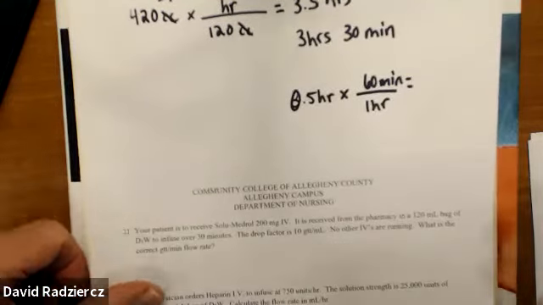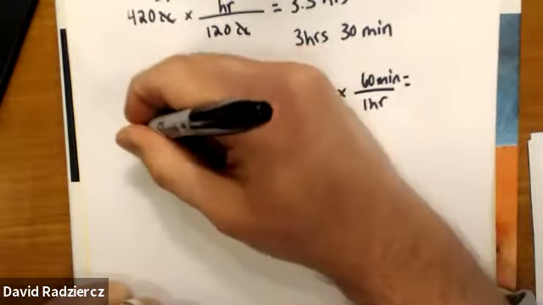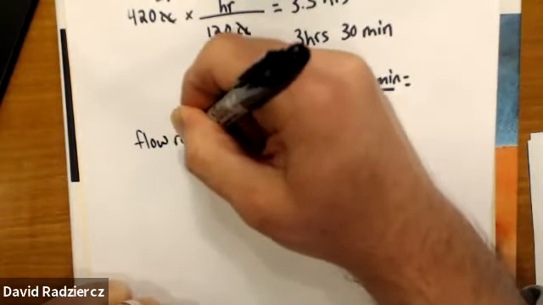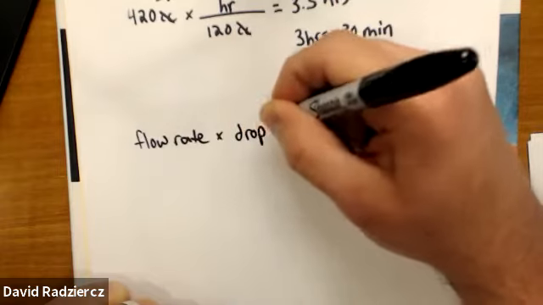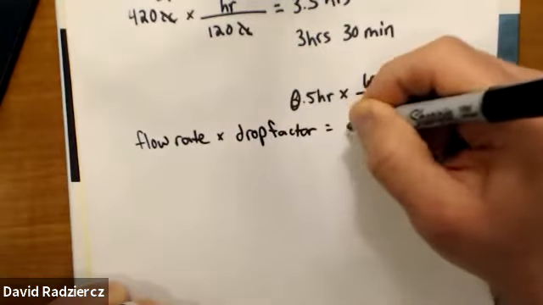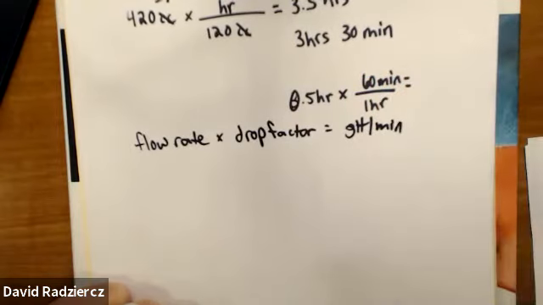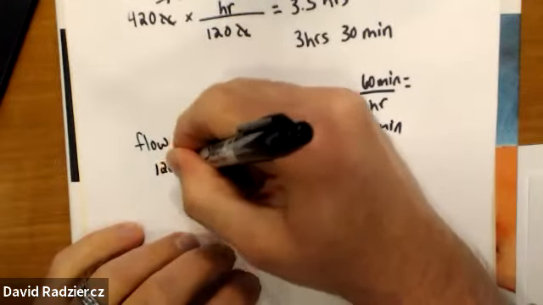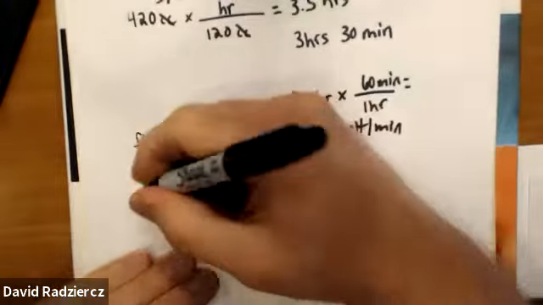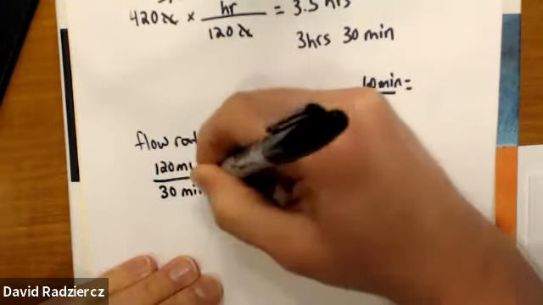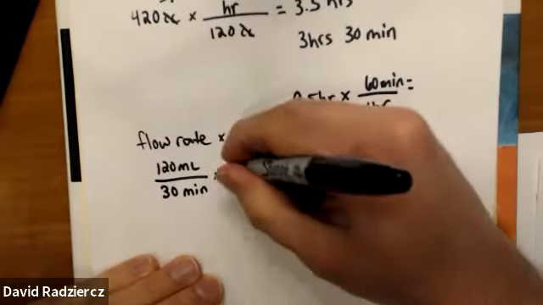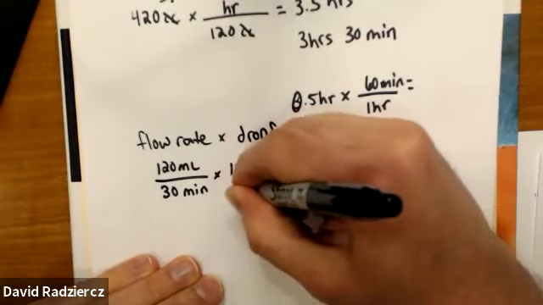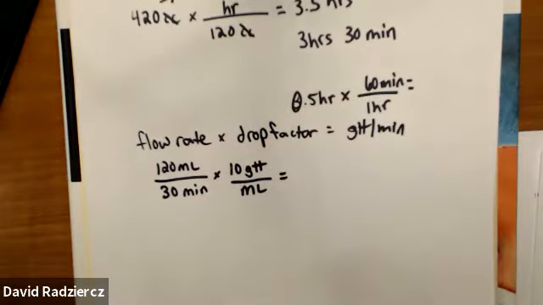So remember, when we were calculating drop rate, you need to know 2 pieces of information. You need the flow rate and you need the drop factor. And that'll give you the drop rate, typically in drops per minute. Now, 21 says that you have a 120 milliliter bag infusing over 30 minutes. I have a drop factor of 10. And so when I do my calculation, I believe I get 40 drops per minute.